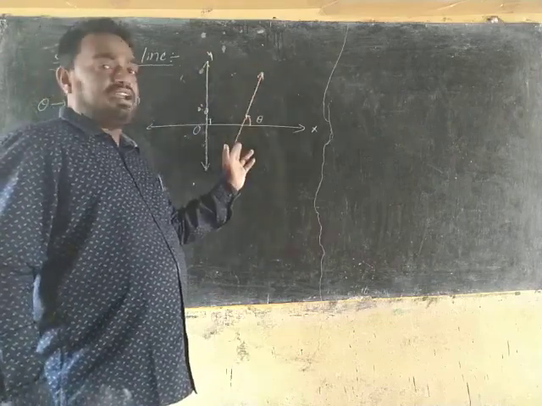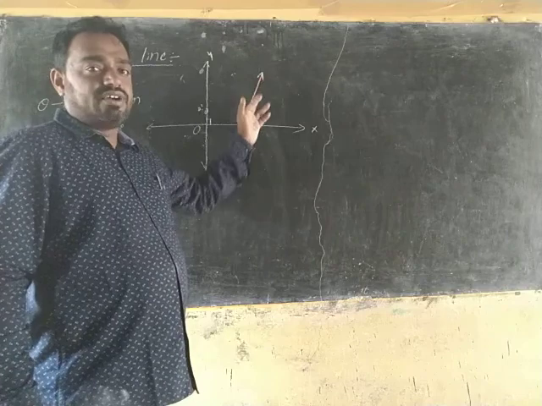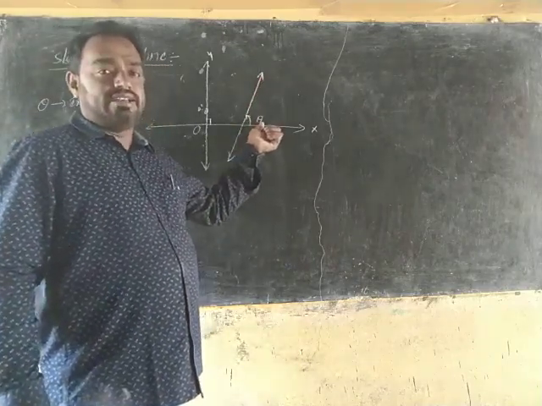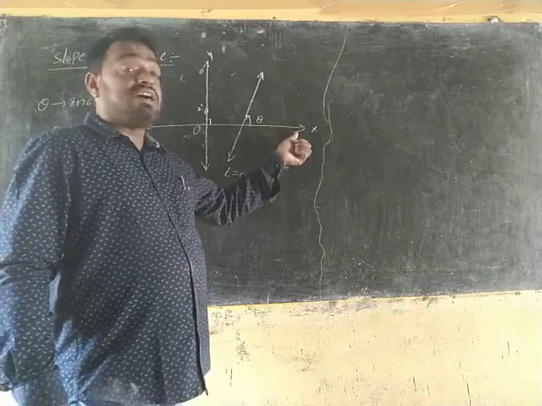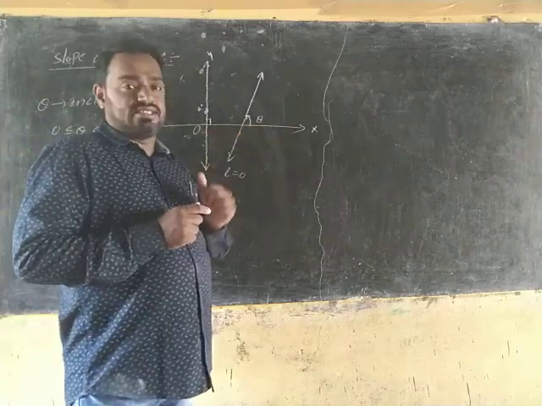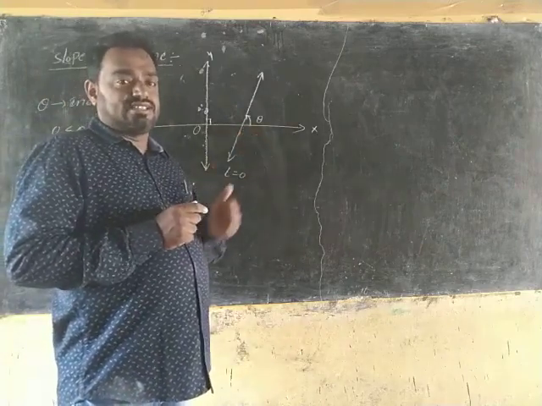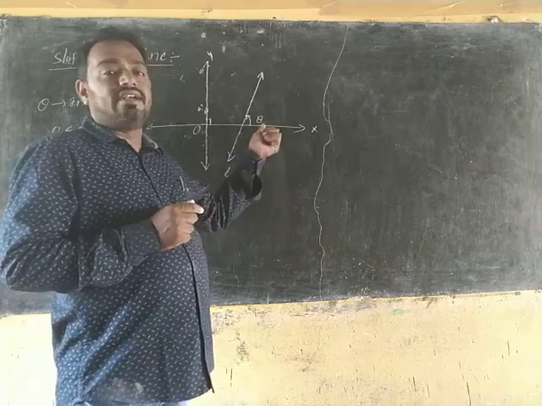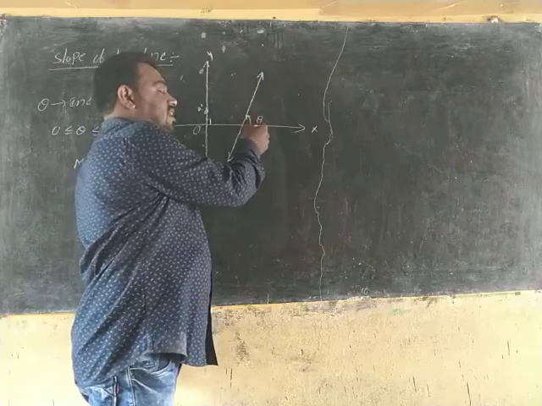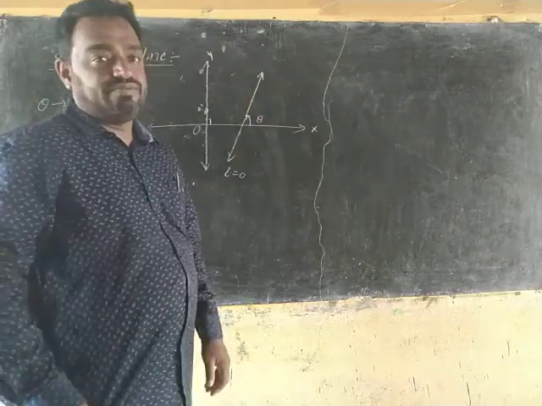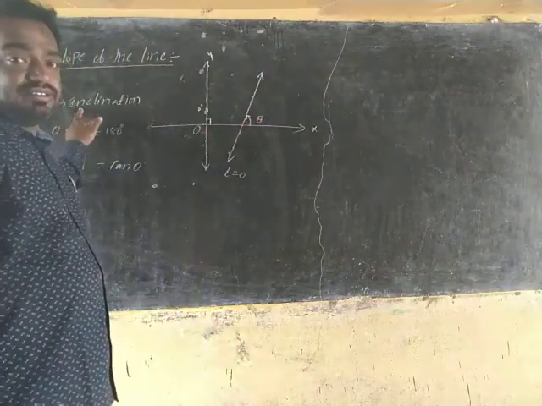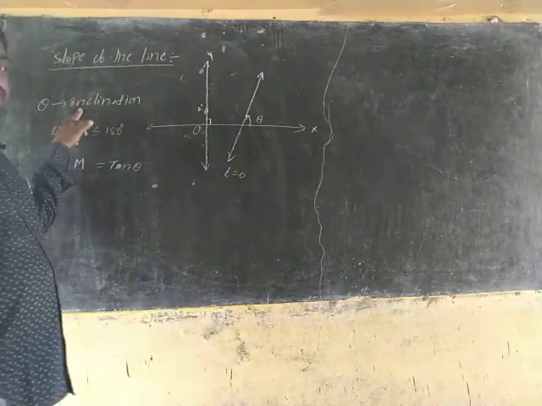A non-vertical line makes an angle theta with the positive direction of the x-axis, measured in the anti-clockwise direction. This is not the clockwise direction. This is the clockwise direction. We are measuring in the anti-clockwise direction. Then theta is called inclination.